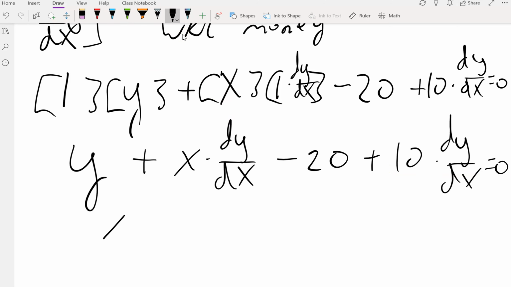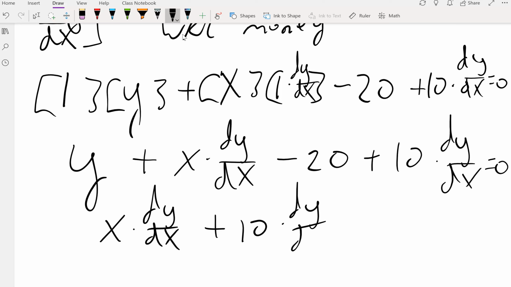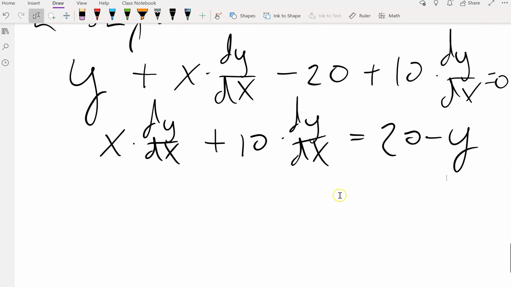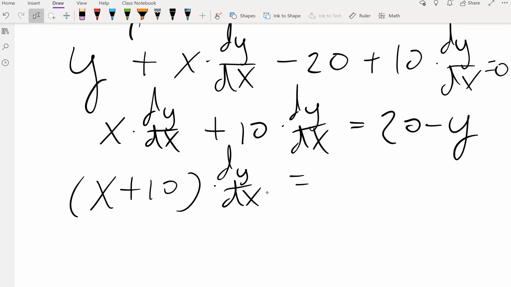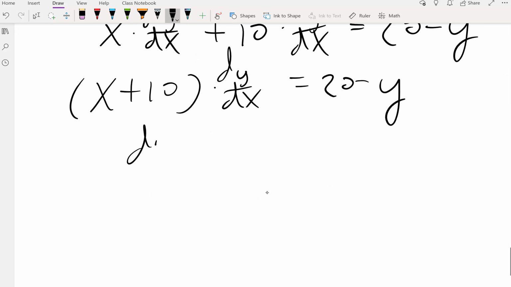So as I've done in previous videos, keep the terms with dy/dx on one side. Move the terms that don't have a dy/dx to the other side, called good algebra. Get rid of the 20 by adding it. Get rid of the y by subtracting it. Notice the terms on the left-hand side only have a dy/dx now, so I can factor that out. That's my usual steps of solving implicits. And then the last step, as you know, divide over the parentheses.